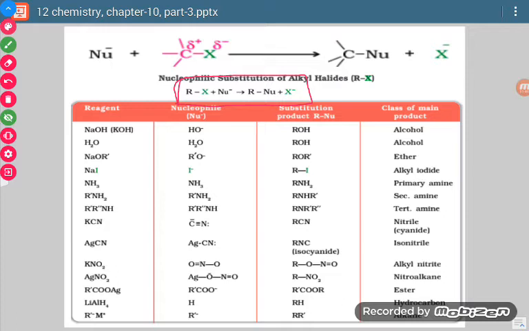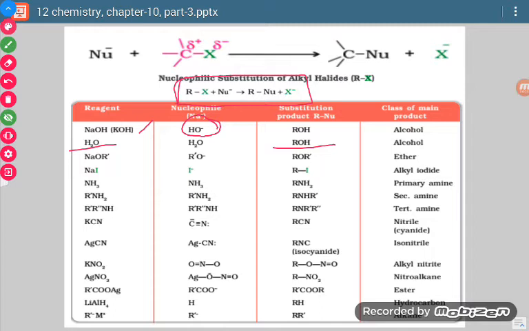So it depends on which reagent we have taken and which nucleophile that reagent is providing; that particular nucleophile will replace the halide ion. Okay, now see, if we take potassium hydroxide or sodium hydroxide, then hydroxide ion is the nucleophile, so that will take the place of halogen, and halogen will come out in the form of halide ion. Similarly, if we take water, then also the main product formed will be an alcohol, which means the halogen is replaced by an OH group.